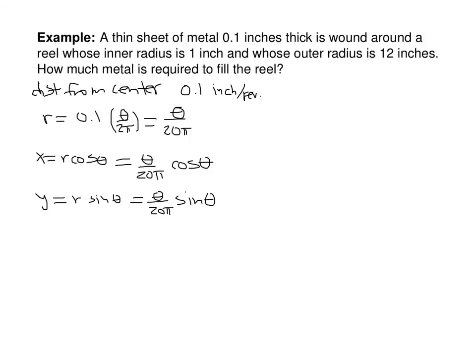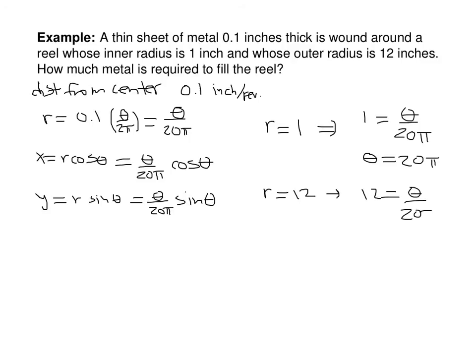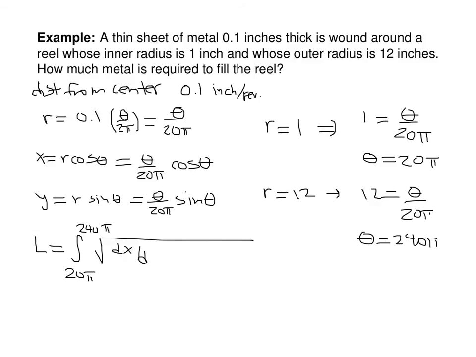And what we have to figure out is, when does this start? So at which theta do we start at? So if r is equal to 1, this implies we have 1 equals theta over 20 pi. So the first angle I have is 20 pi. And if r is equal to 12, 12 is equal to theta over 20 pi. So theta is equal to 240 pi. So the total length of this curve is given by an integral from 20 pi to 240 pi of root dx d theta squared plus dy d theta squared d theta.